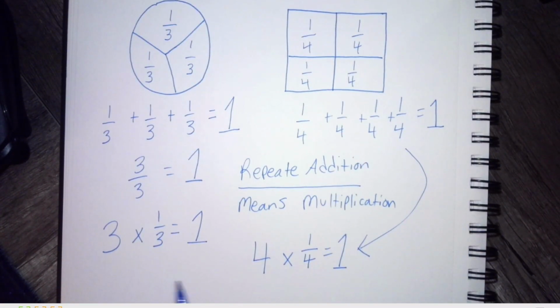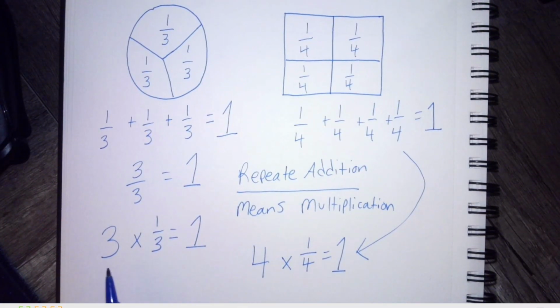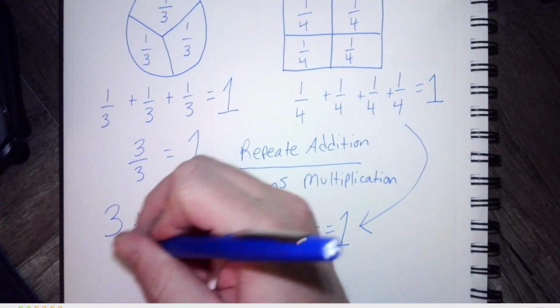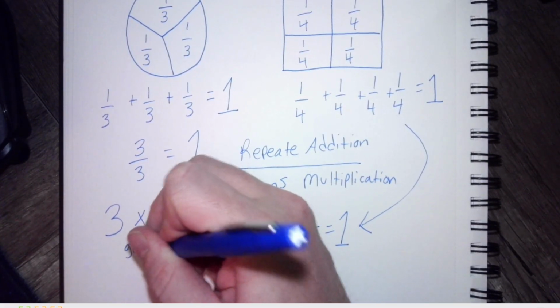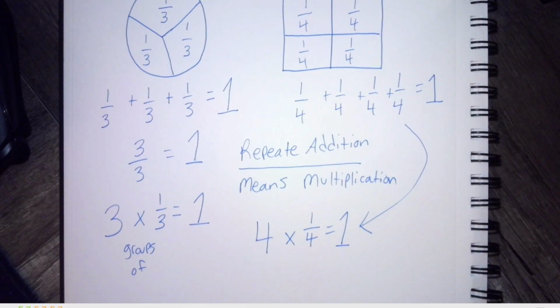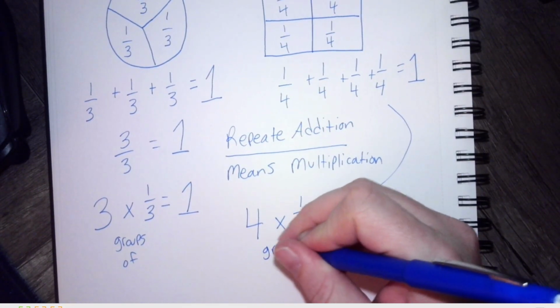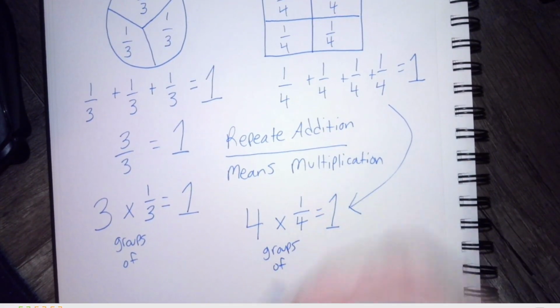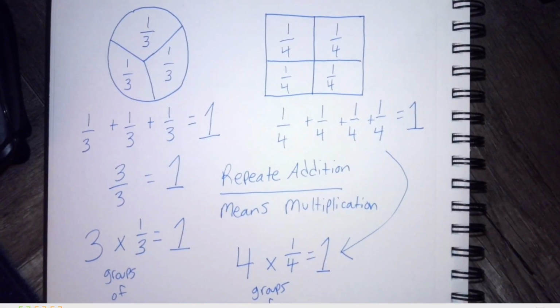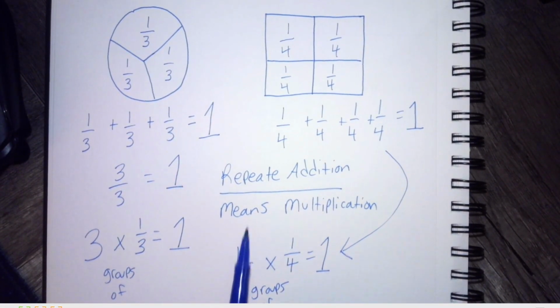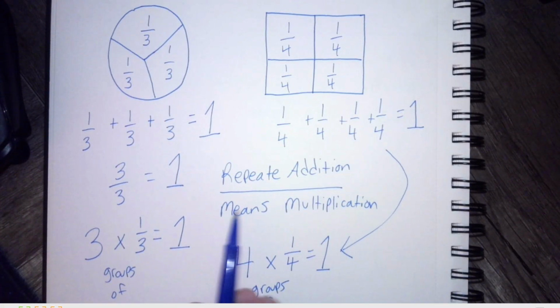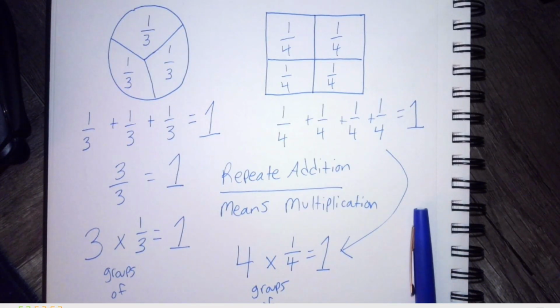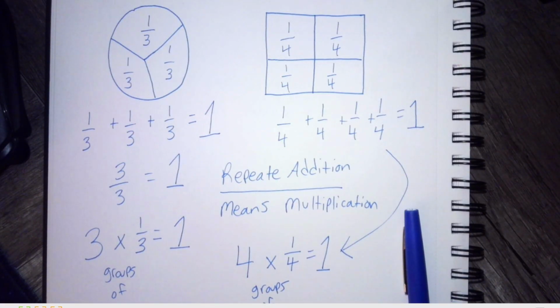Because remember, this doesn't just say 3 times 1/3. You could also think of that as 3 groups of 1/3, or 4 groups of 1/4. Again, you're just adding them together, and that is repeated addition, which means multiplication. Okay, so that was just a quick overview of what these are, and now we can practice this together and on your own in class.